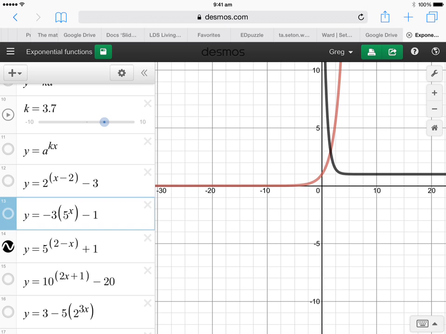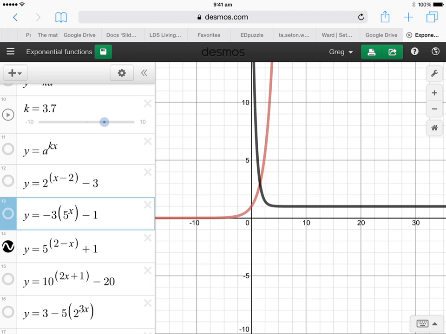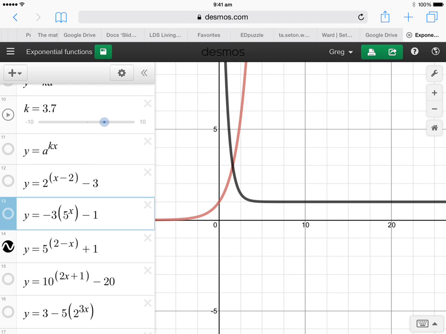Next one, 5 to the 2 minus x, plus 1. Nasty. Because there's a negative x in the power, we've got a reflection in the y-axis, so I know it's going to be flipped over and going in that direction. Because the 5 is in the base, I know it's going to be a lot steeper. If I look at the power, what value of x makes that 0? It's 2. So this is shifted 2 across to the right, and with the plus 1, shifted up 1. Hence we get that black graph there.